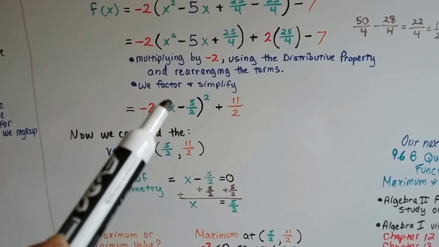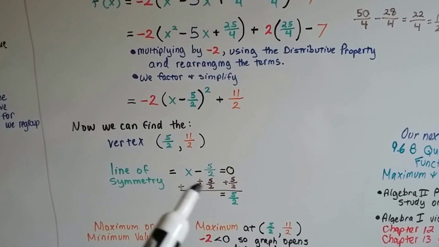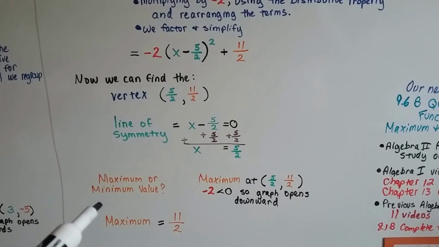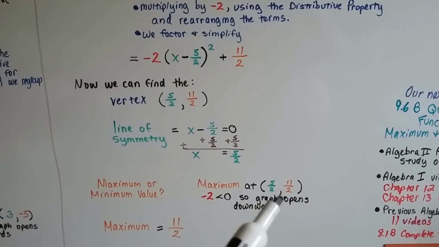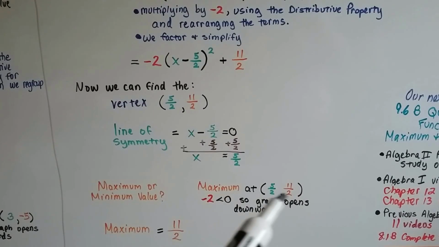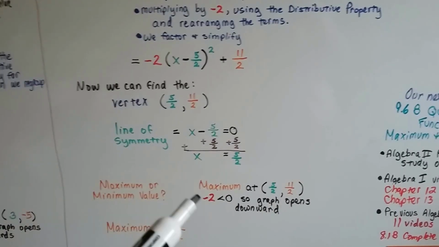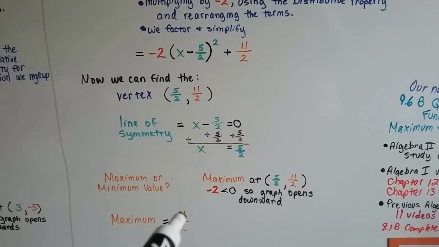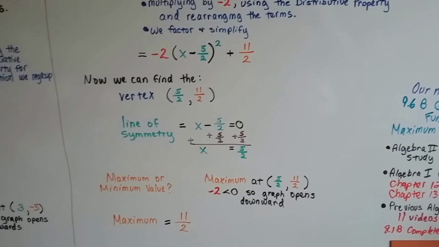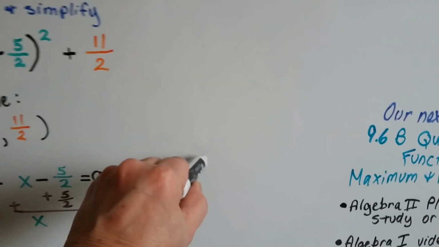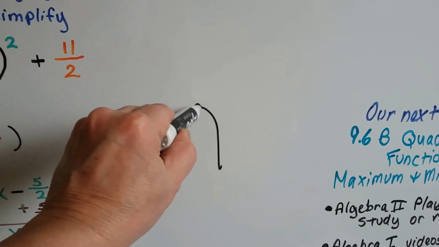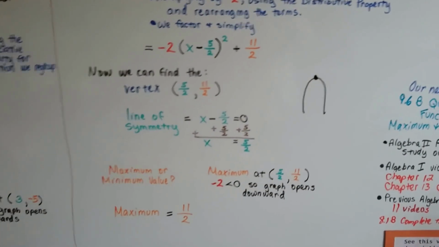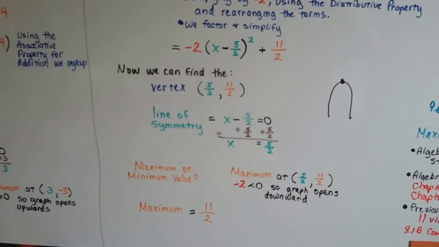Our line of symmetry is going to be this x - 5 halves, so setting it to equal 0 and solving it for x, we get x = 5 halves. Is there a minimum or maximum value? Yeah, a maximum at the point (5 halves, 11 halves). And this negative 2 is less than 0, so our graph is going to open downward. And our maximum value is going to be 11 halves. So on the graph, that is going to be the highest point for our downward opening parabola. See?